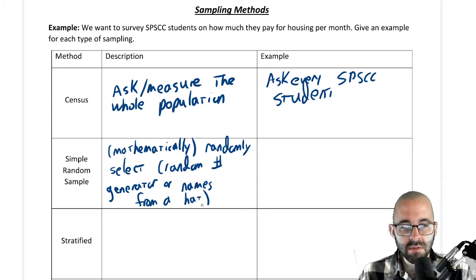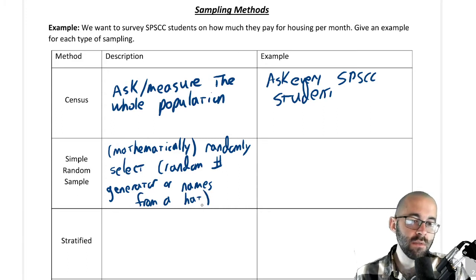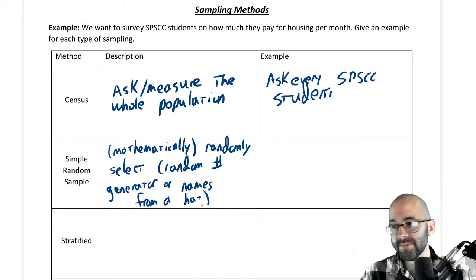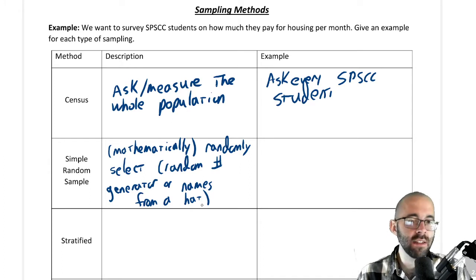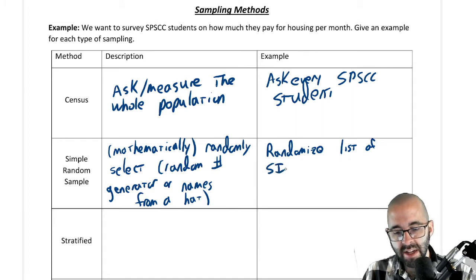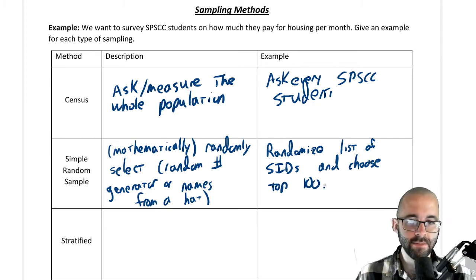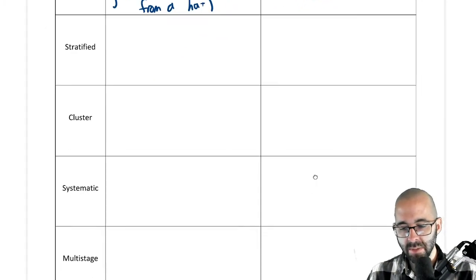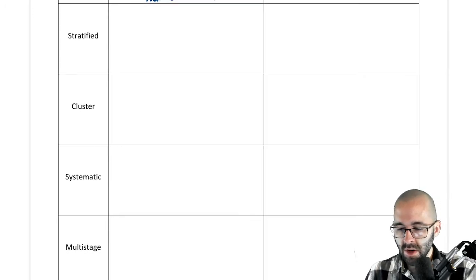So maybe in this example, if we want to do a simple random sample of SPSCC students, maybe we could just randomize a list of the student IDs, and then choose the top 100 or something like that. That would be an example, one example of a way that we could do a simple random sample over here.